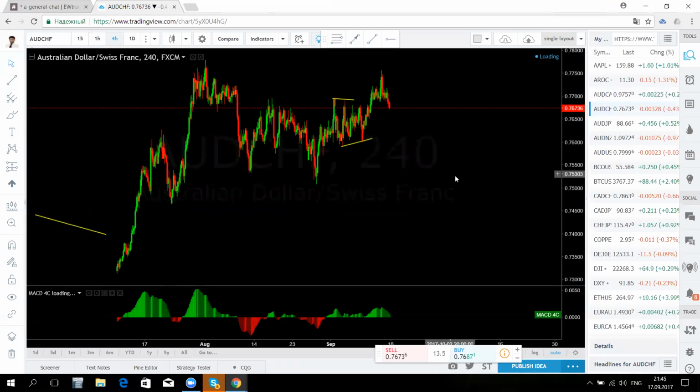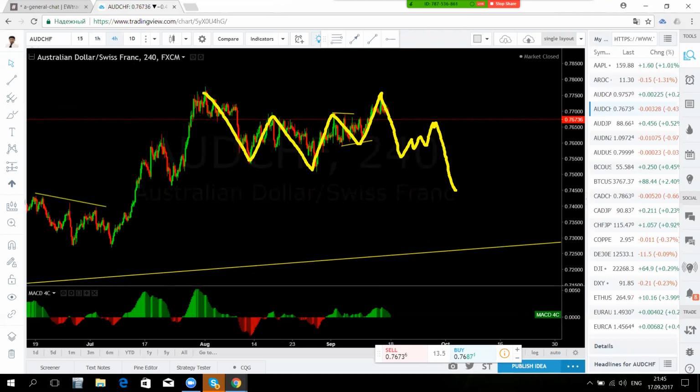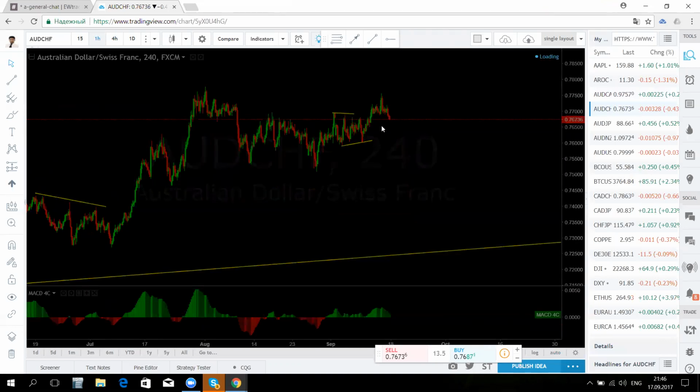I'm putting it in the 4 hour so you can see the structure, right? 4 hour, this is what it looks like. 1, 2, 3, 1, 2, 3. You get 1, you probably get a 2 here, and then you get a 3 down there. So you're still in this bigger impulse. So any 1 hour flag you get, you can sell, right? Any 1 hour flag you get in.